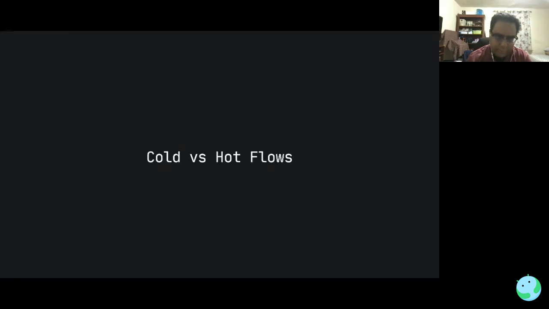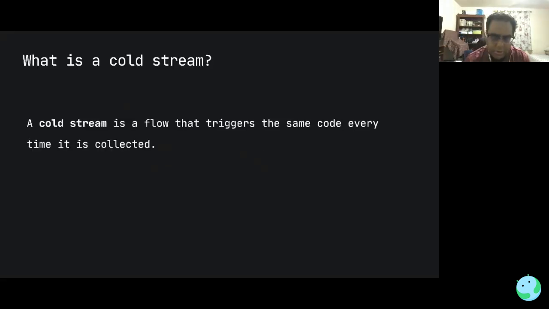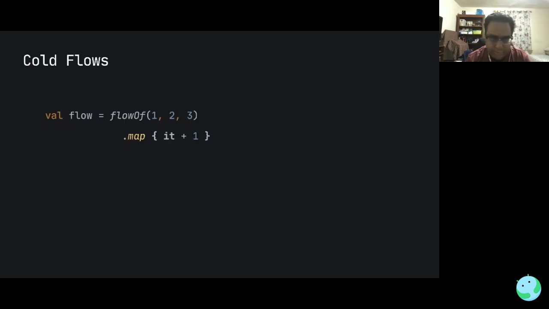So let's start with the simplest concept: what is a cold flow and a hot flow. A cold stream is a stream that triggers the same code every time it is collected. Let me share an example of what that looks like. Here is a very simple flow that emits three numbers, and then it increments them in the map. Suppose I were to collect from this flow, as soon as I collect from it, what happens?